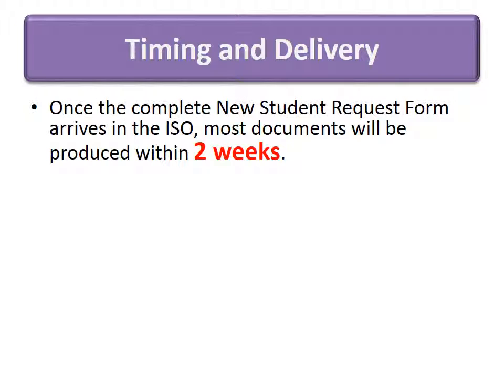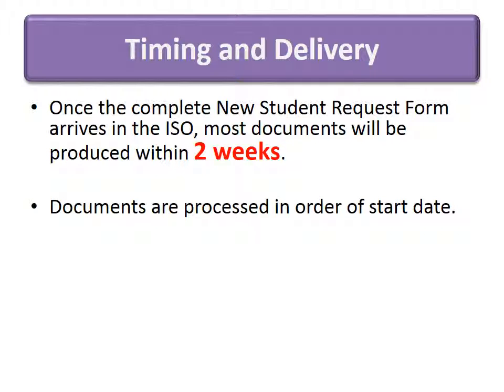Once the complete new student request form arrives in the ISO, we can usually issue the I-20 or DS-2019 in 2 weeks. If we need additional information, we will let you know. Documents are processed in the order we receive them. However, we will prioritize by start date for students who are scheduled to begin their program of study earlier.